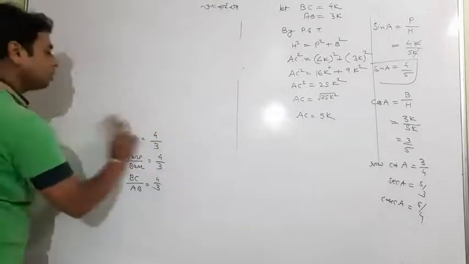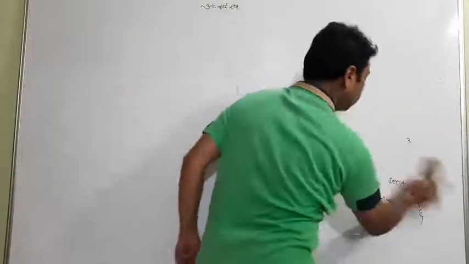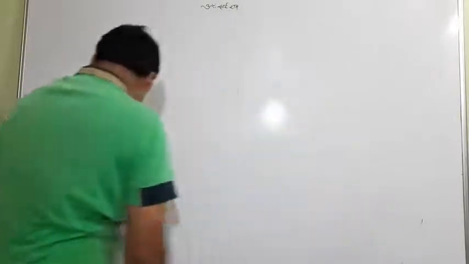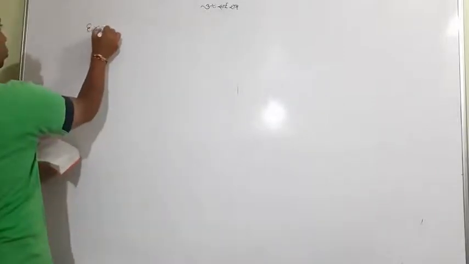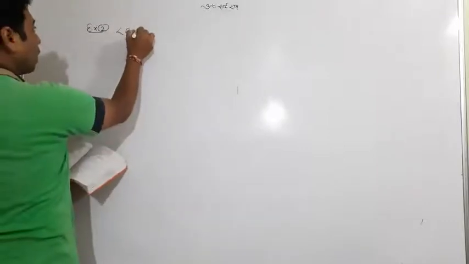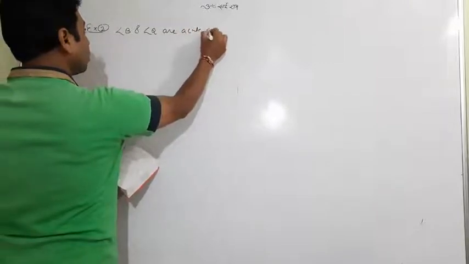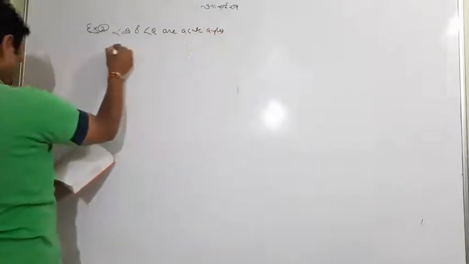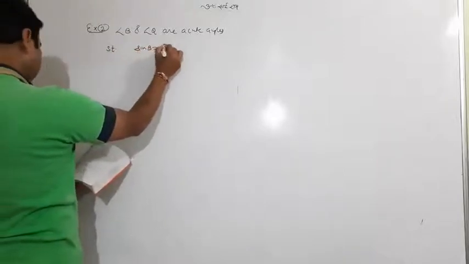Now we'll see more questions like that. Look at question number 2. In example number 2, what does it say? Angle B and angle Q are acute angles such that sin B is equal to sin Q.